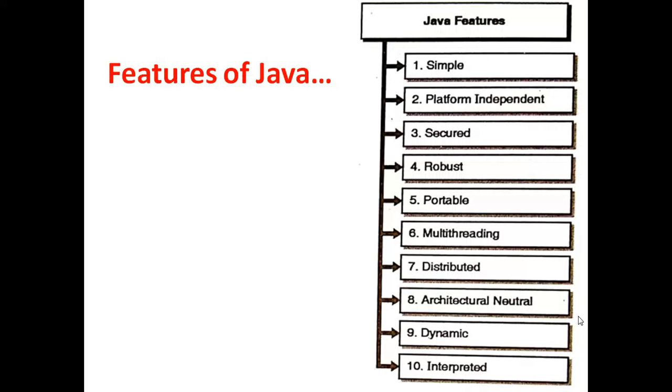We'll see now the features of Java. It is simple, platform independent, secured, robust, portable, multi-threading, distributed, architectural neutral, dynamic and interpreted. These are some basic features of Java because of which the Java language became popular in a very short time.